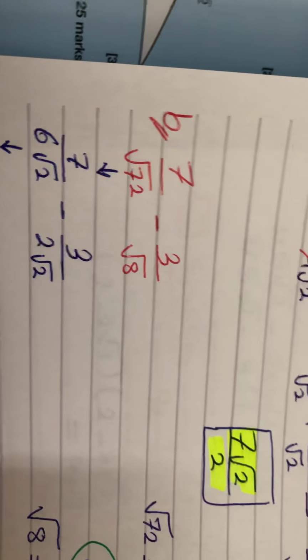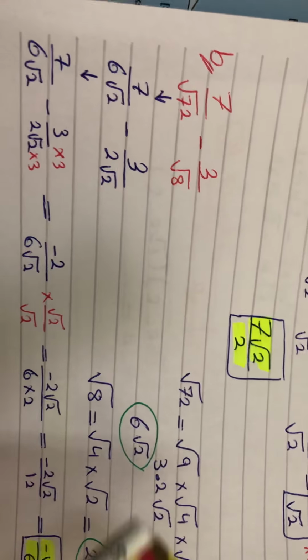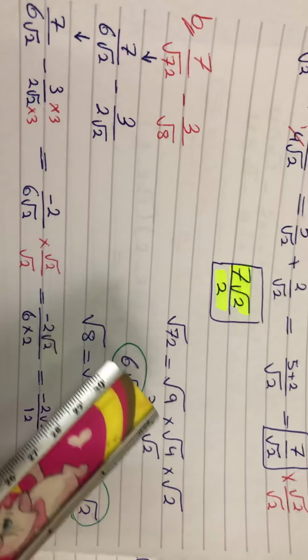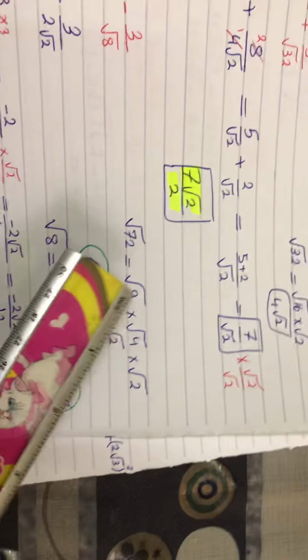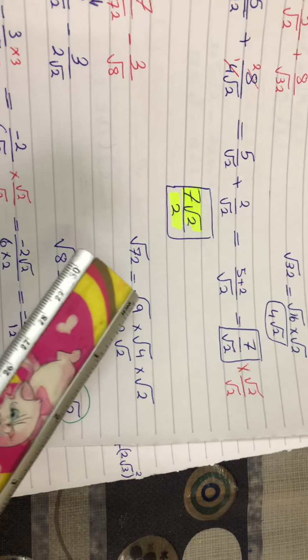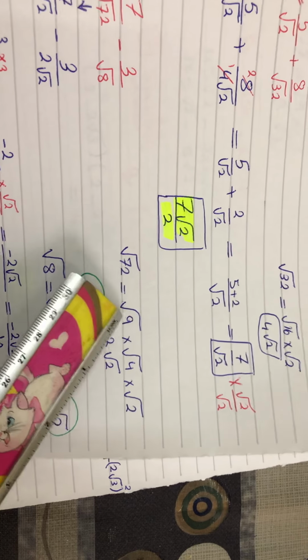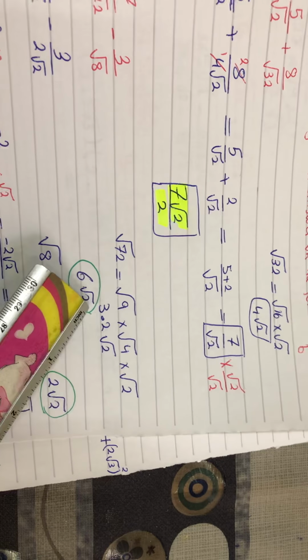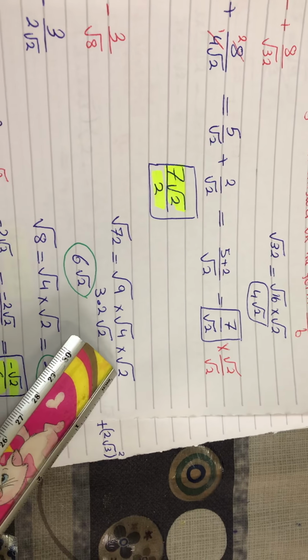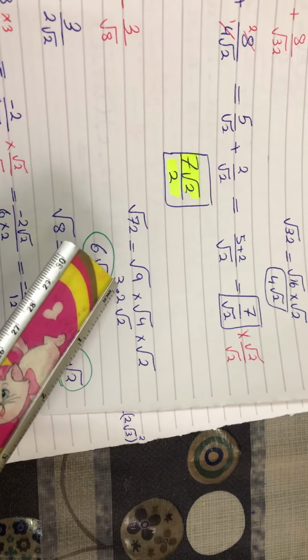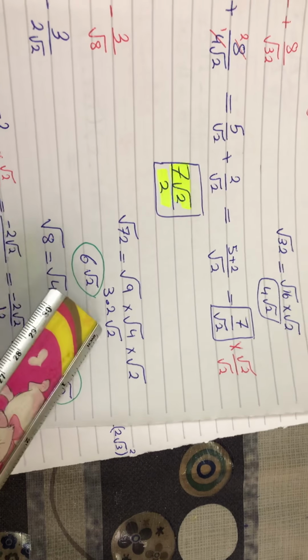I'll factorize the 72 and factorize the 8. 72, I'll make it 9 times 4 times 2. That's to say 9 times 8. But I want to get the 9 out of the square root. It will be 3. And the 4 gives me 2. And square root of 2 is still the same. Okay? So 3 times 2 equals 6 square root of 2.